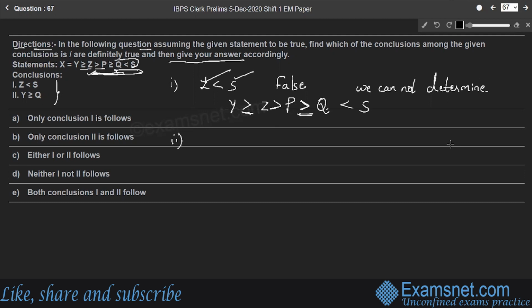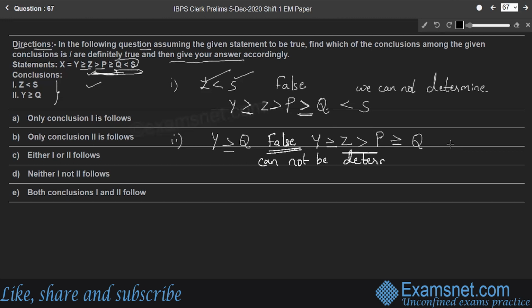And the second conclusion, where Y ≥ Q. Here, in the statement, Y ≥ Z, but Z is greater than P. It is not equal to P, where P can be greater than Q or equal to Q. If Z were ≥ P, then we could determine Y ≥ Q. But here Z is strictly greater than P. We cannot determine Y ≥ Q. Therefore, this conclusion is also false. Y ≥ Q cannot be determined.